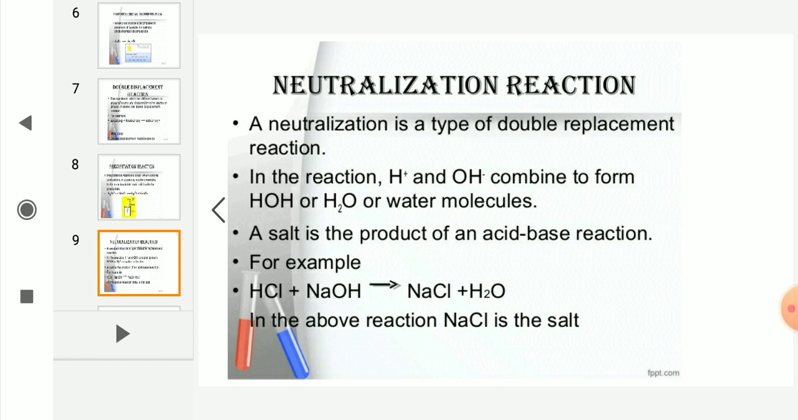The example is HCl plus NaOH. HCl means hydrogen chloride. NaOH is sodium hydroxide. These two react to form NaCl plus H2O. NaCl is sodium chloride, common salt, plus water.